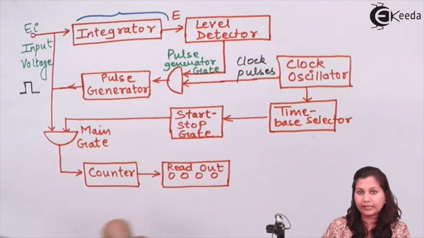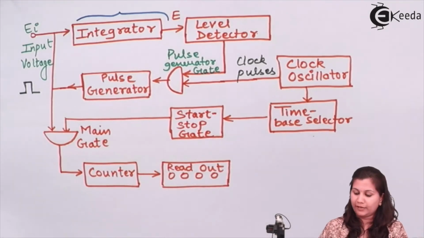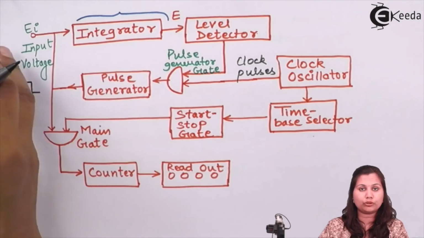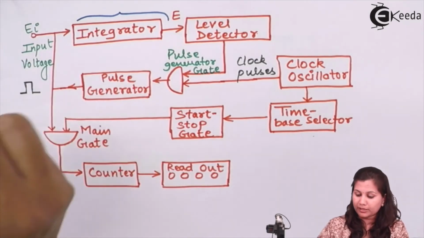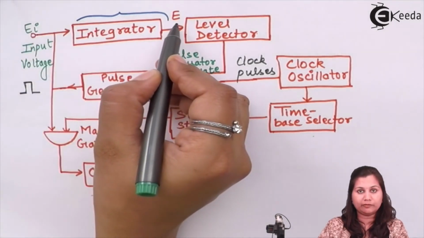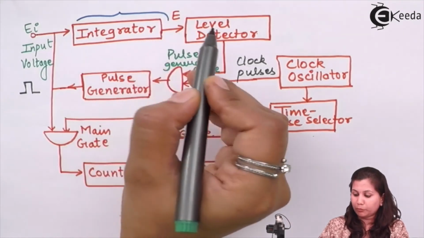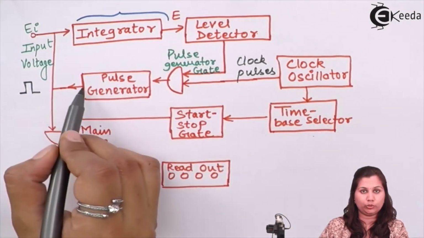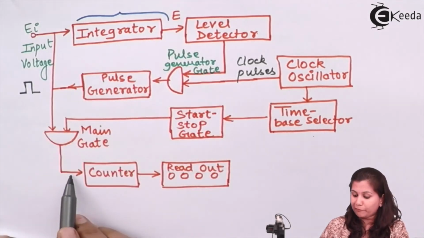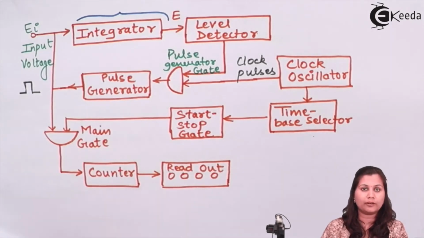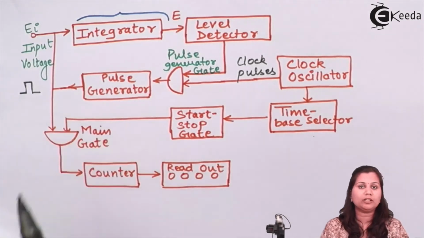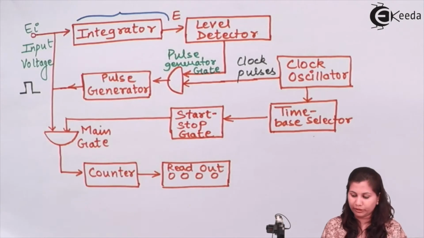So by reading the frequency, we are measuring the magnitude of the input voltage, because the input voltage has been converted into output voltage, and it has been converted into pulses. So the number of pulses which have passed through a fixed period of time will be equal to the magnitude of the input voltage.